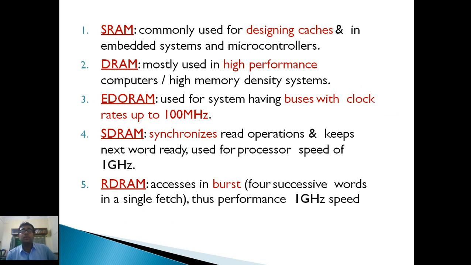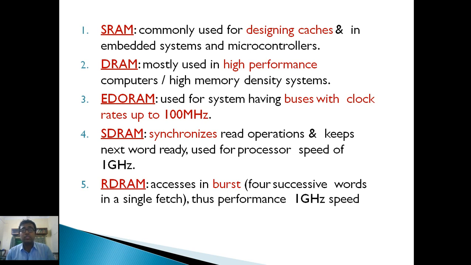First is SRAM, which is commonly used for designing caches and in embedded systems and microcontrollers. SRAM means static RAM, where the data is static. If power goes off, the data of SRAM usually exists. That's why in designing caches, a small segment of SRAM is present to maintain some amount of data continuity in case of power loss.